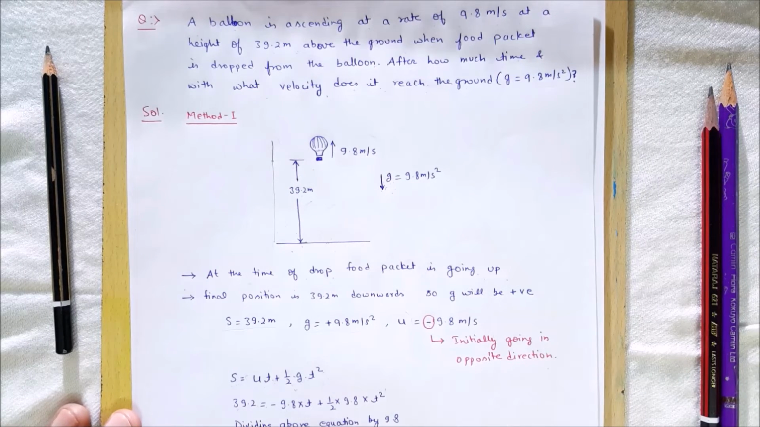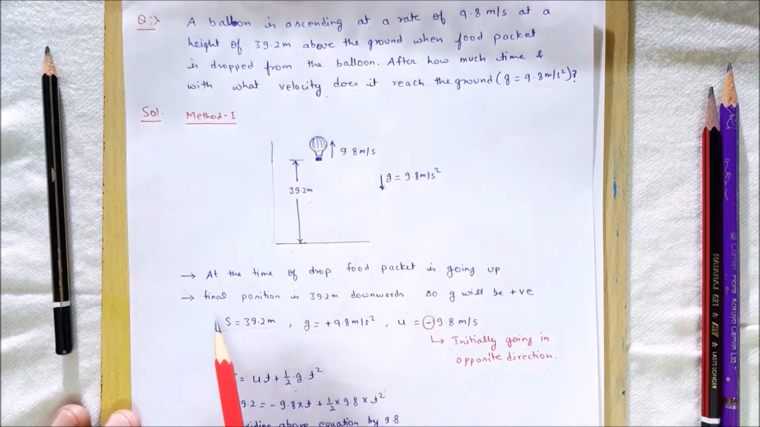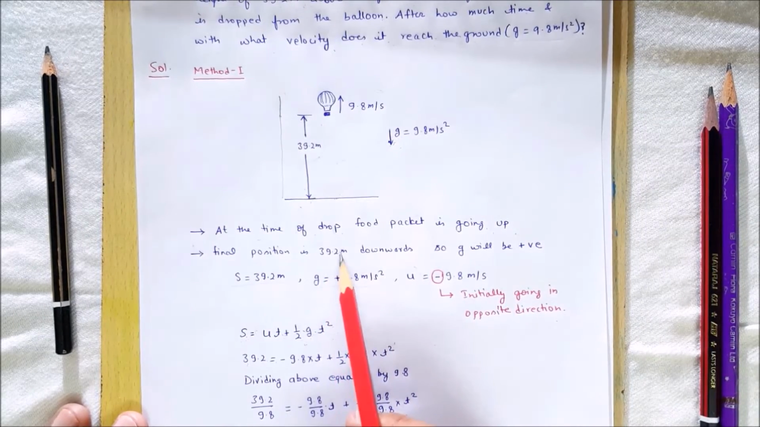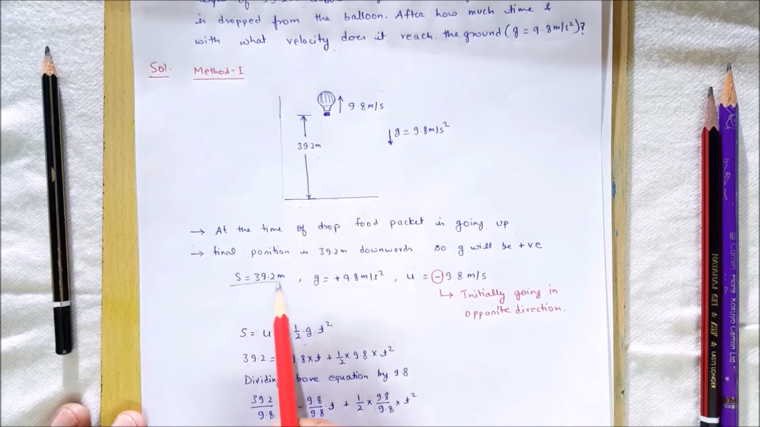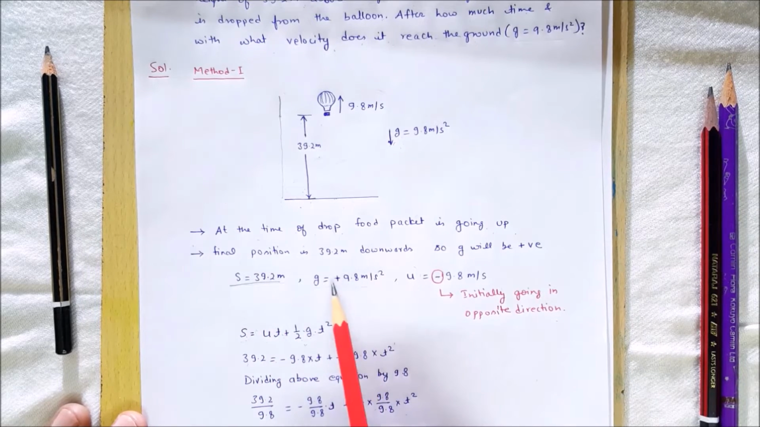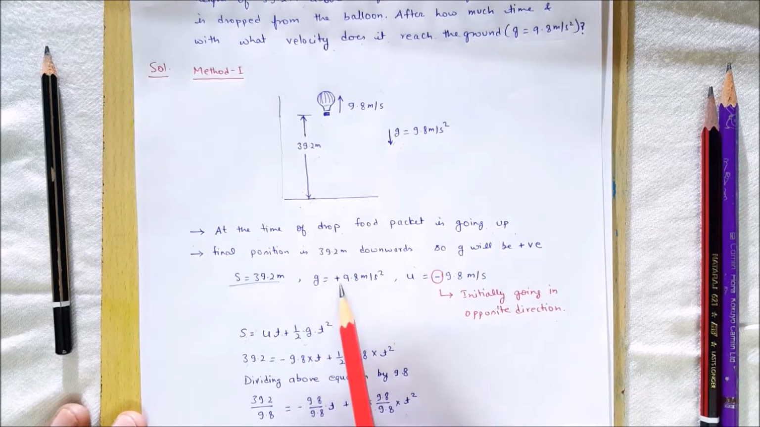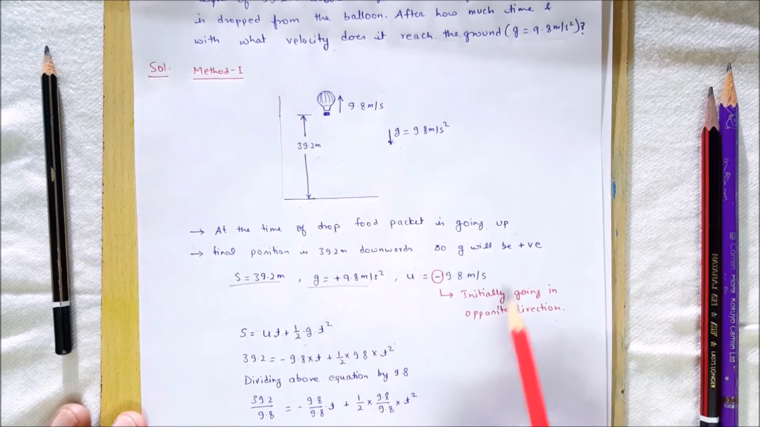Now let us look into the parameters which are given. See, the final position is 39.2 meter down from the balloon. So we have S given as 39.2 meter. Acceleration is in the same direction towards the destination, so we take acceleration as plus. This point is important.